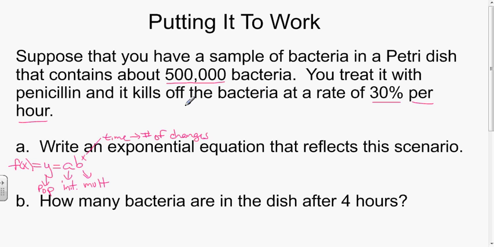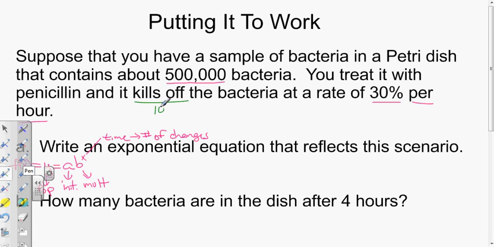Well, I see here also that it says kills off. Well, that means it's 100% minus this 30%, which is going to give me 70%. I need to use the decimal form of 70%, so I will say that 0.7 is the multiplier. Again, a multiplier's job is to tell you what part of a population or account balance is remaining. So I'm not interested in the 30% because that's the part that's gone. I'm interested in the 70% because that will tell me the part that's remaining.